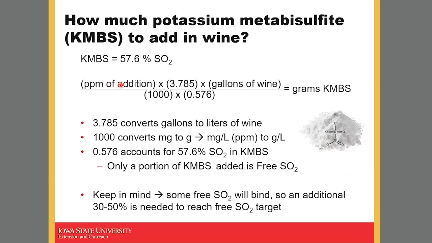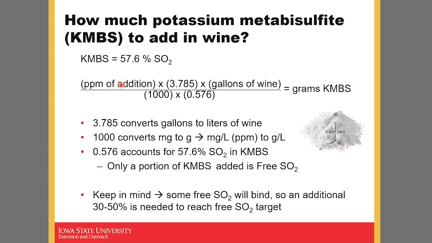However, as I mentioned a little bit earlier, you need first to check how much free SO2 you already have in your wine. If you measure, let's say, 10 ppm of free SO2 already in your wine, that means instead of adding 79 ppm, you're going to subtract the 10 ppm that is already present. You will need to add 69 ppm of free SO2. When you do that math, that's how you come up with 45.3 grams of potassium metabisulfite to add.